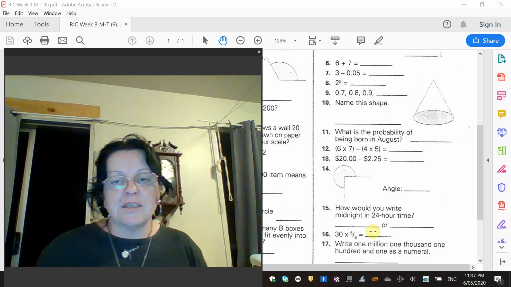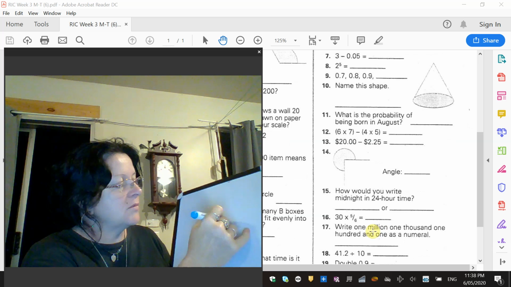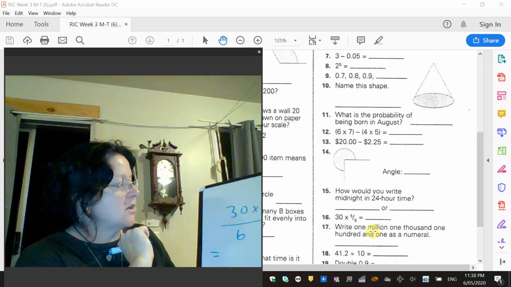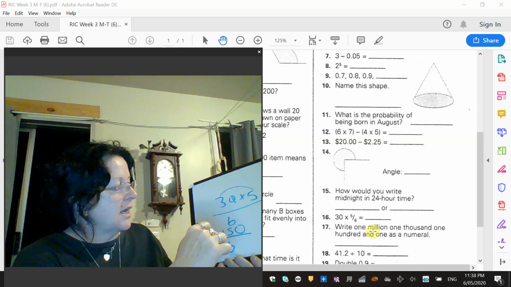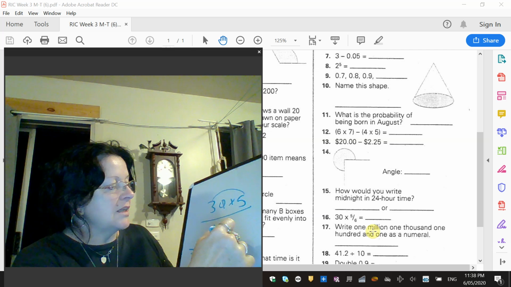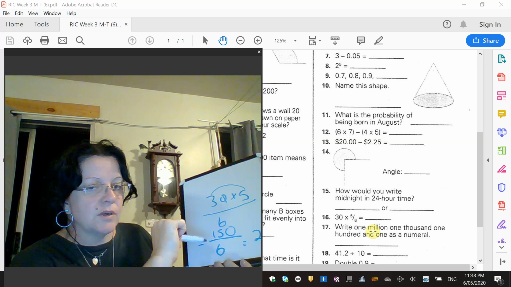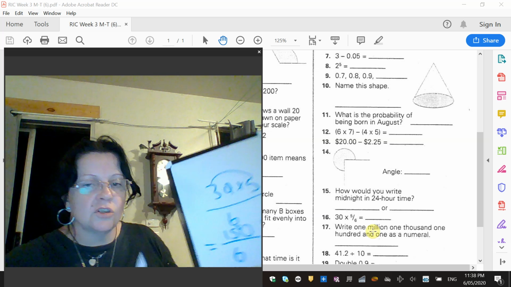Okay, 30 times 5 over 6. So 30 times 5, and we can put them both over 6. 30 times 5, that's easy. We go 3 times 5 is 15, and we put the 0 on because there's 1, divided by 6. How many 6's go into 150? Sorry, go into 15. That's 2, and there is, well, because 2 6's are 12, 13, 14, 15, 3 over. How many 6's go into 30? That's 5. So the answer is 25.